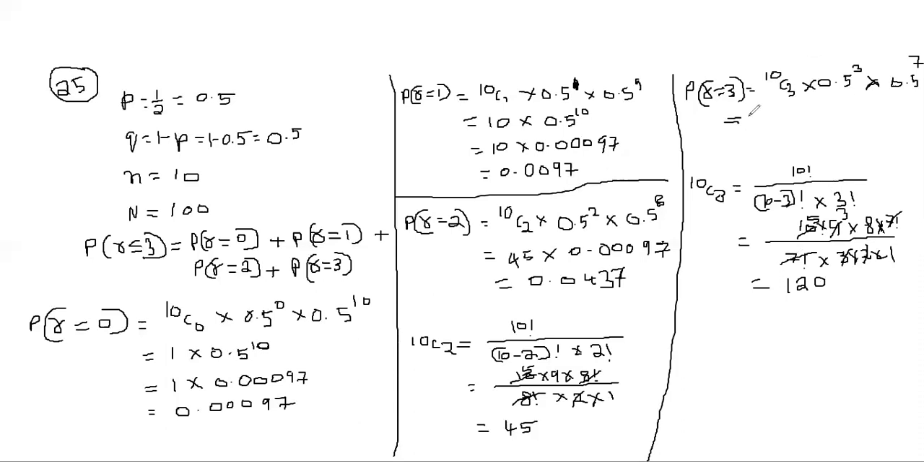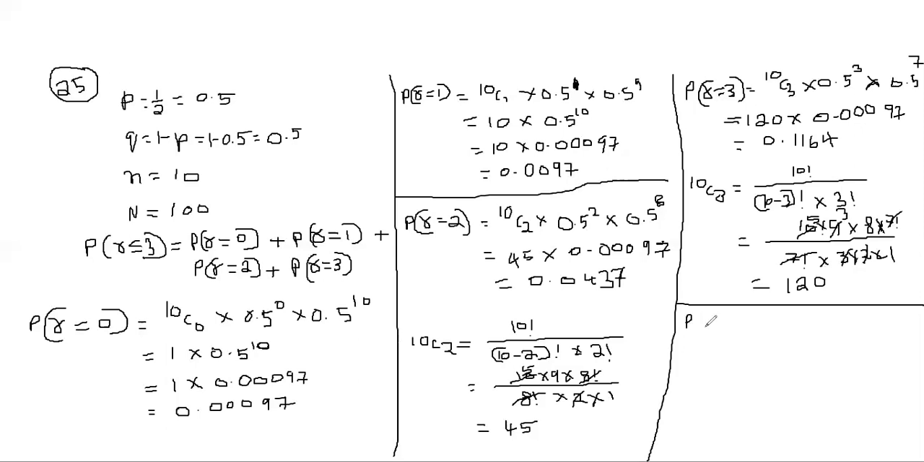So 10C3 is 120, into 0.00097. How much are you getting? 0.1164. So now we have to add all these 4 values.